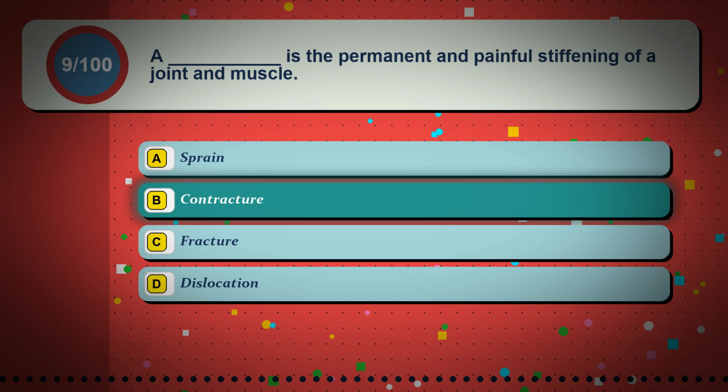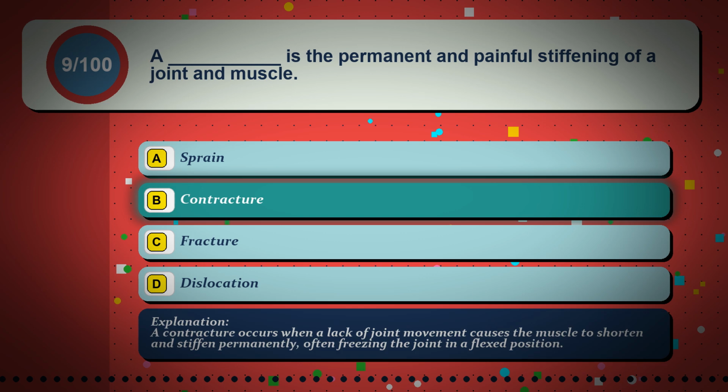The correct answer is option B. Contracture. A contracture occurs when a lack of joint movement causes the muscle to shorten and stiffen permanently, often freezing the joint in a flexed position.